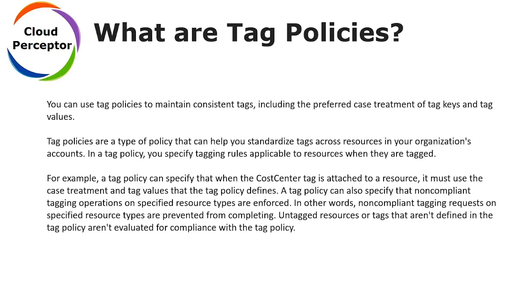A tag policy can specify that when a cost center tag is attached to a resource, it must use the case treatment and tag values that the tag policy defines. A tag policy can also specify that non-compliant tagging operations on specified resource types are enforced. In other words, non-compliant tagging requests on specified resource types are prevented from completing. I will show you how exactly it works, and how a non-compliant tagging request is denied.